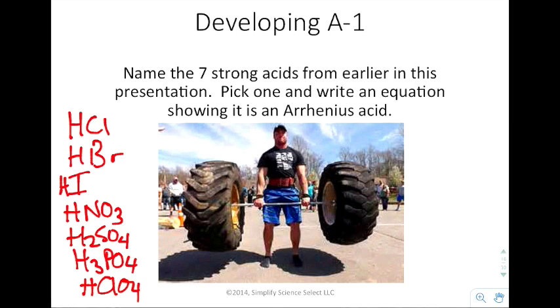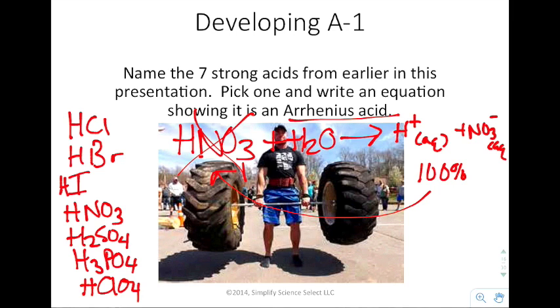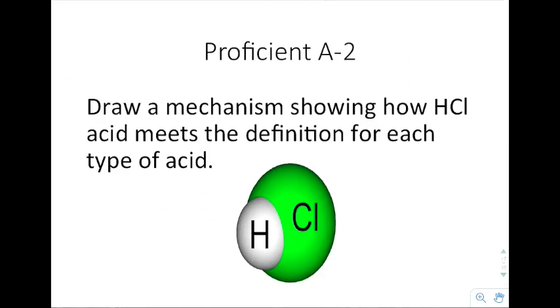So with those seven named, it now says pick one and write an equation showing that it's an Arrhenius acid. So we're going to pick HNO3. When you have HNO3, whenever we're defining something as an Arrhenius acid, we're saying that when we add water to it, it dissociates. It becomes H plus aqueous and NO3 minus aqueous. Because these are strong acids, we can say that this process is 100%. In other words, there is zero HNO3 left when you put it in water. It is completely dissociated into H pluses and NO3 minuses.